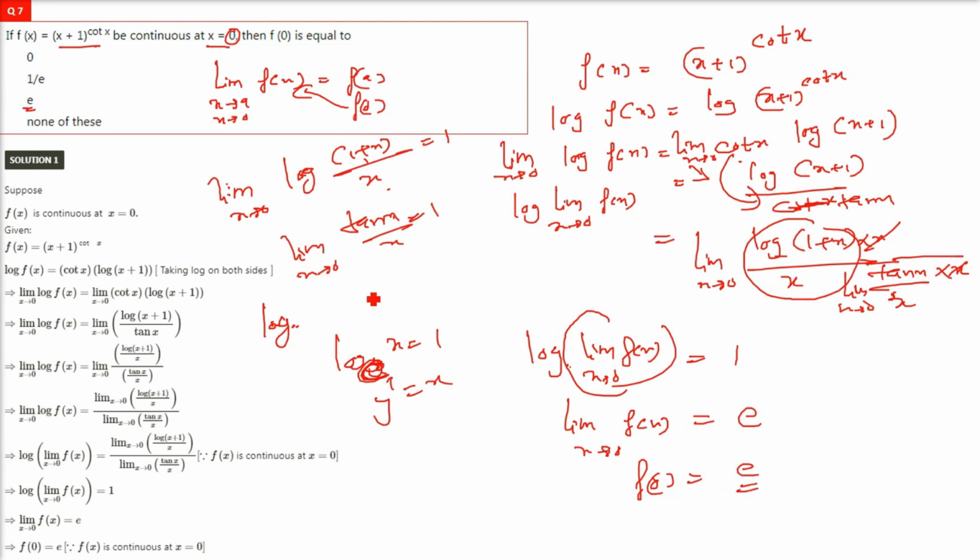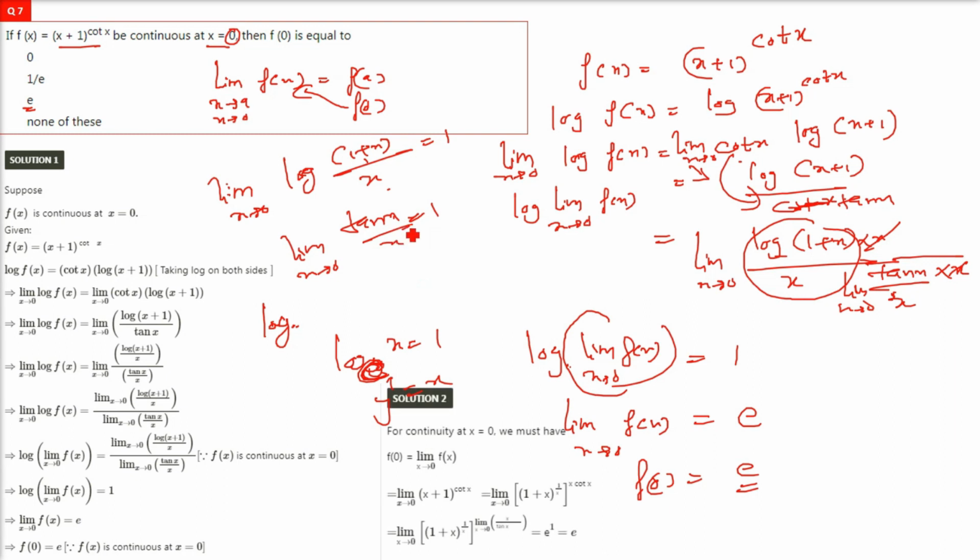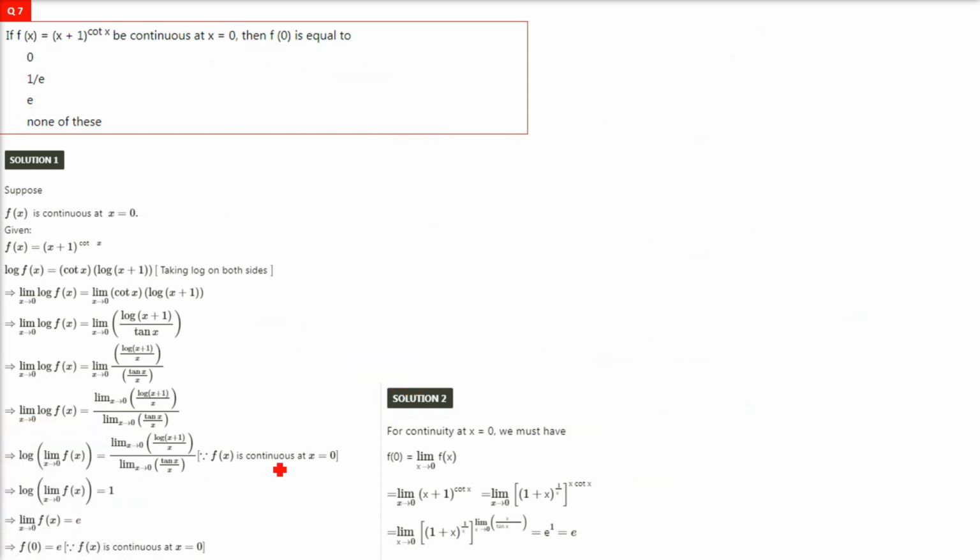And there is another method also. As I said, there is a simple method. Most of the time we generally avoid log, so we have a separate solution. The solution is very simple because ultimately you have to find out the limit x tends to 0 for f(x), which is (x plus 1) to the power cot x.